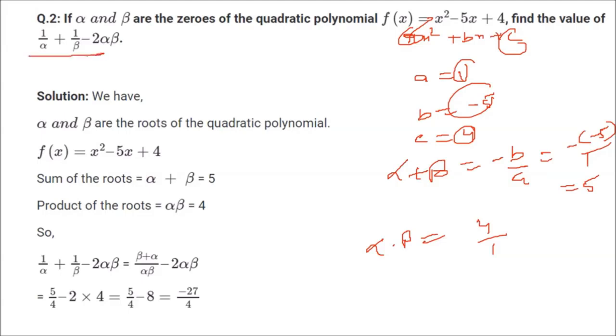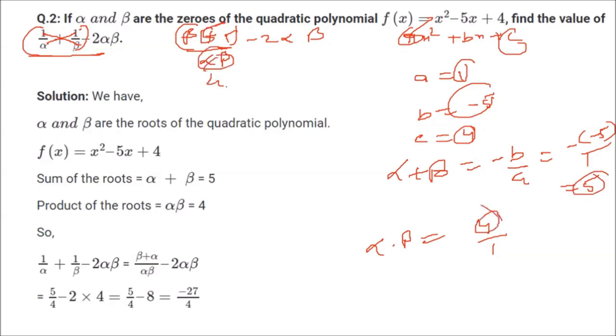Now let us take this one. I am taking this part first. Multiply beta with this one, multiply alpha with this one, so this will be alpha plus beta by alpha beta, minus 2 alpha beta. Now see, alpha plus beta put 5 here, alpha into beta put 4 here. So now when you put 5 by 4 minus 2 into 4, you get minus 27 by 4. Same is this one.